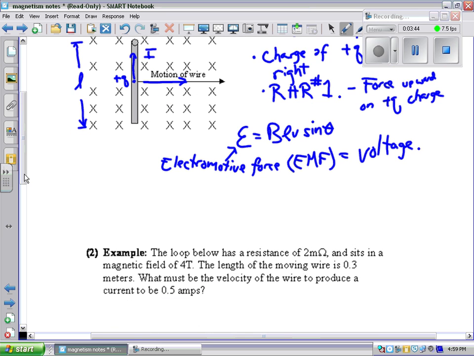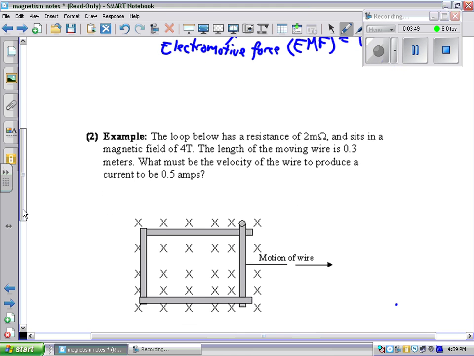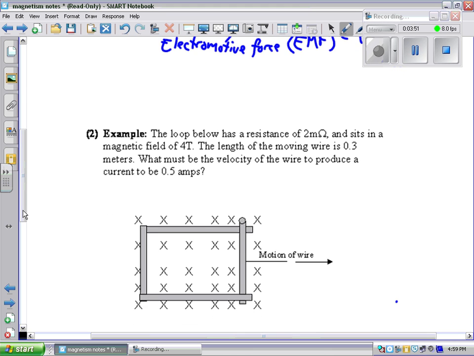So here's an example using that equation and this idea of moving a wire through a magnetic field and getting a current. So in this case, the loop below has a resistance of 2 milliohms sitting in a magnetic field of 4 Tesla. So R here is 2 milliohms, and B is 4 Tesla. The length of the wire, so that was L, is 0.3 meters. I want to know the velocity, and I want the current to be 0.5 amps.